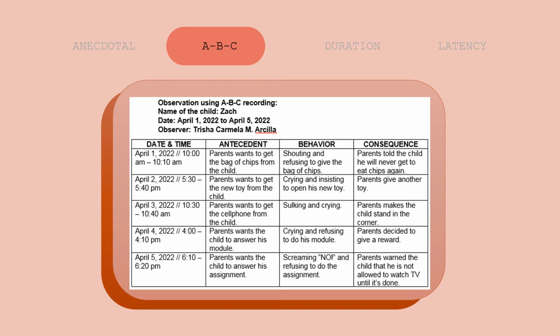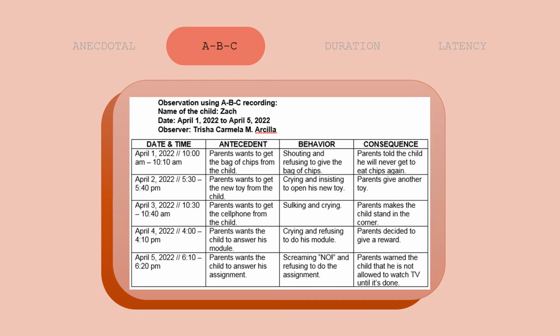On the second day, April 2, 2022 at 5:30 to 5:40 p.m., the antecedent is parents wants to get the new toy from the child, and the behavior shown was crying and insisting to open his new toy. The consequence is the parents gave another toy. On the third day, April 3, 2022 at 10:30 to 10:40 a.m., the parents wants to get the cell phone from the child. The behavior shown was sulking and crying. The consequence, the parents makes the child stand in the corner.